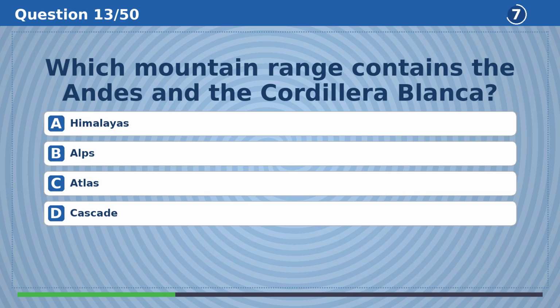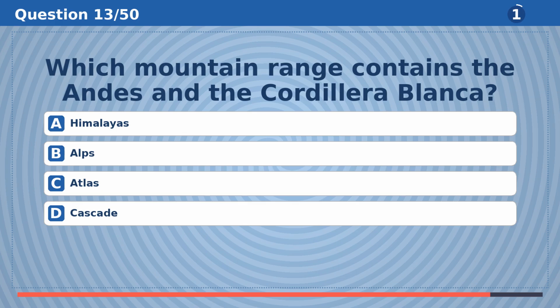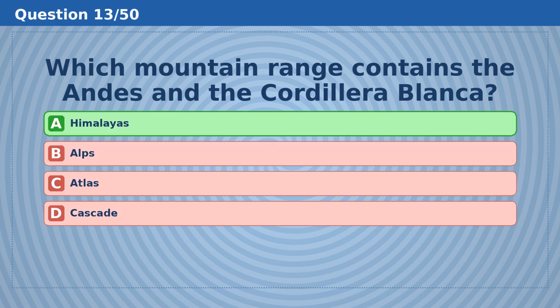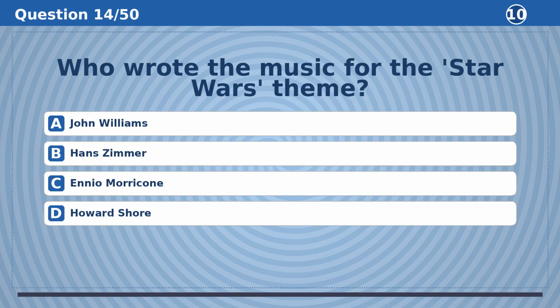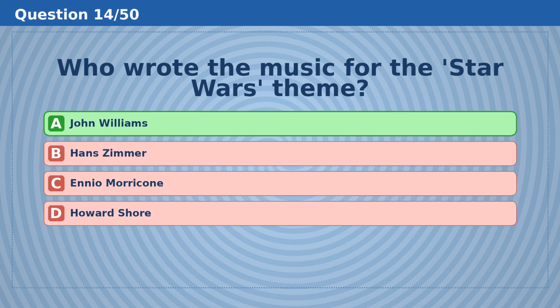Which mountain range contains the Andes and the Cordillera Blanca? The answer is A. Himalayas. Who wrote the music for the Star Wars theme? The answer is A. John Williams.